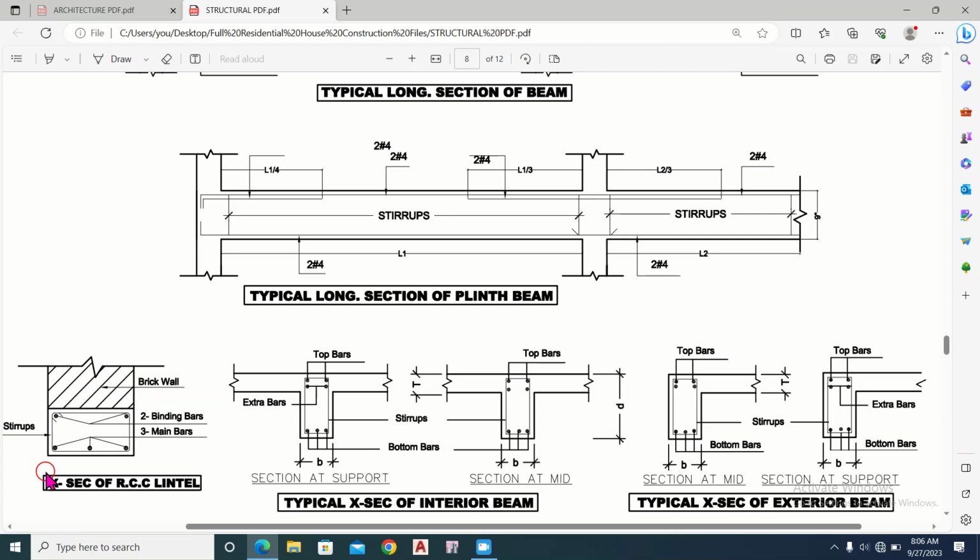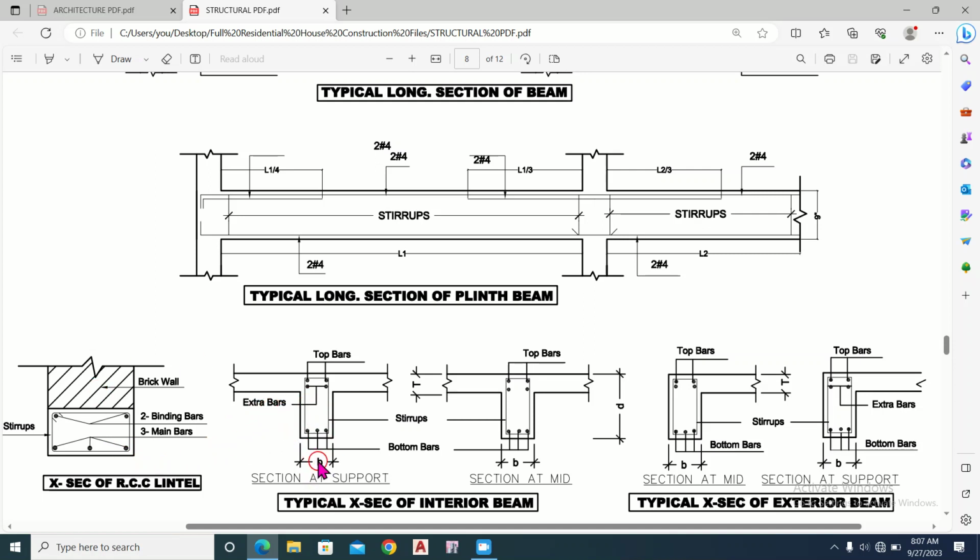So this is the cross section of RCC lintel beam. This is the lintel which we have to provide above all the windows, ventilators and doors. So the detail is that we have to provide 3 main bars at the bottom and 2 bars at the top, and this is the stirrups, and this is the brick wall above this lintel.